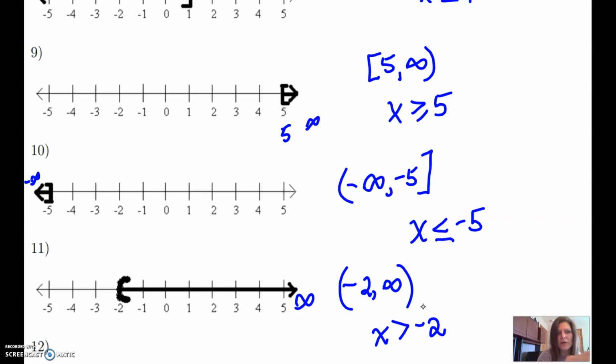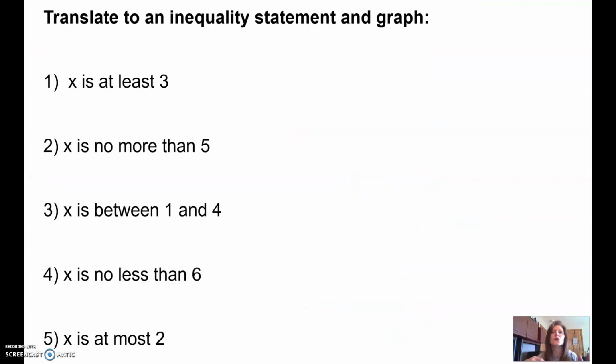Let's flip it. What about if I give you a statement? Could you translate that into an inequality statement? So if x is at least 3, so if it's at least, that means it could be 3 or more. So x would be at least or more than 3, would be x is greater than or equal to 3. Pause it a minute and see if you can do those next few.